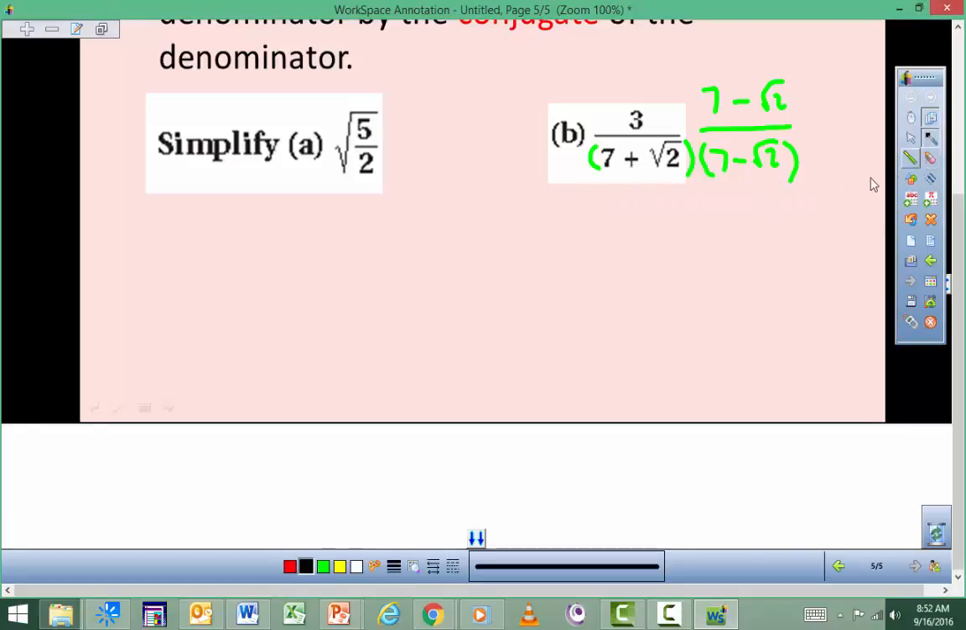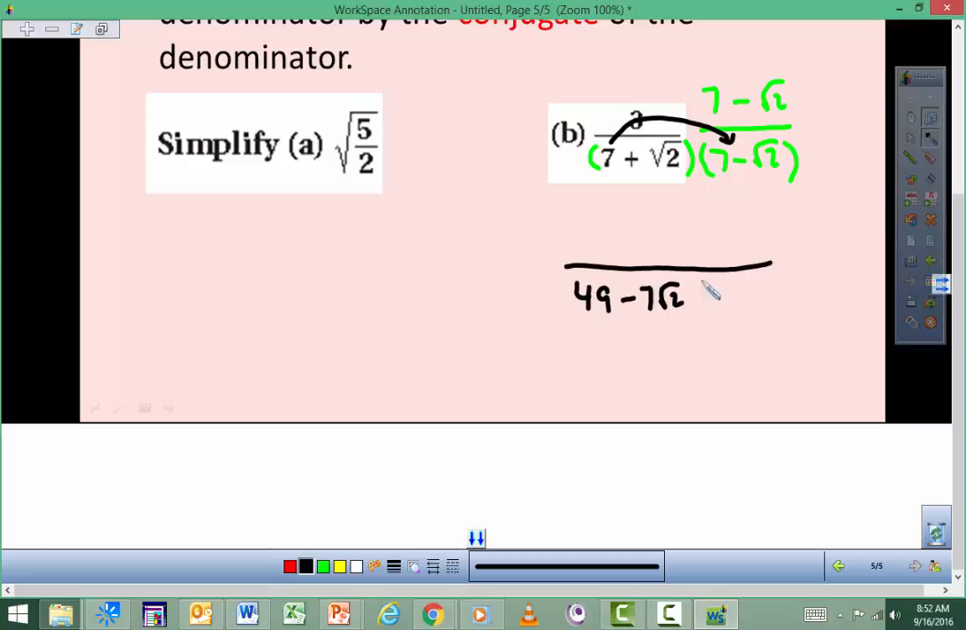In the denominator, I have 7 times 7, which is 49. And then I have 7 times the square root of 2, but that's negative 7 square root 2. And then this one gives me the positive 7 square root 2. And then this one times this one gives me minus square root of 4.